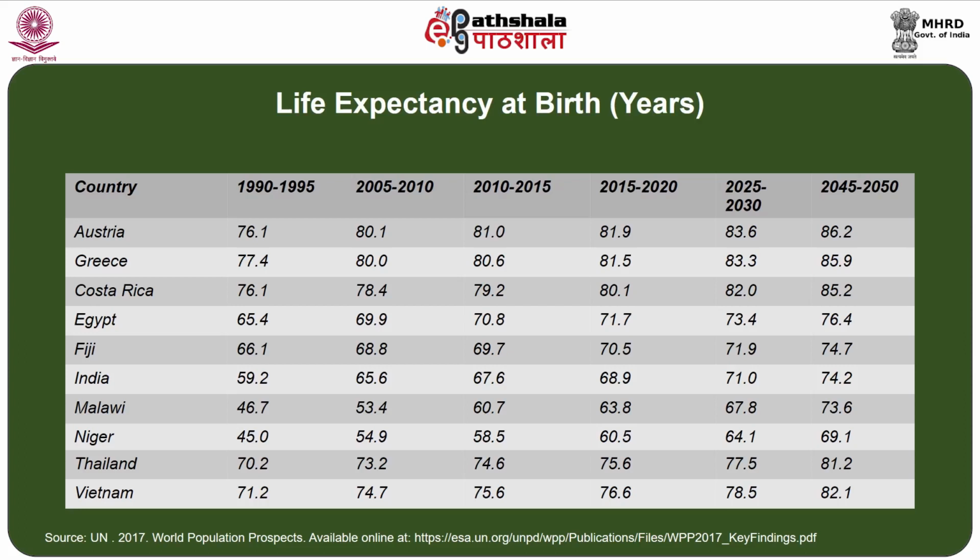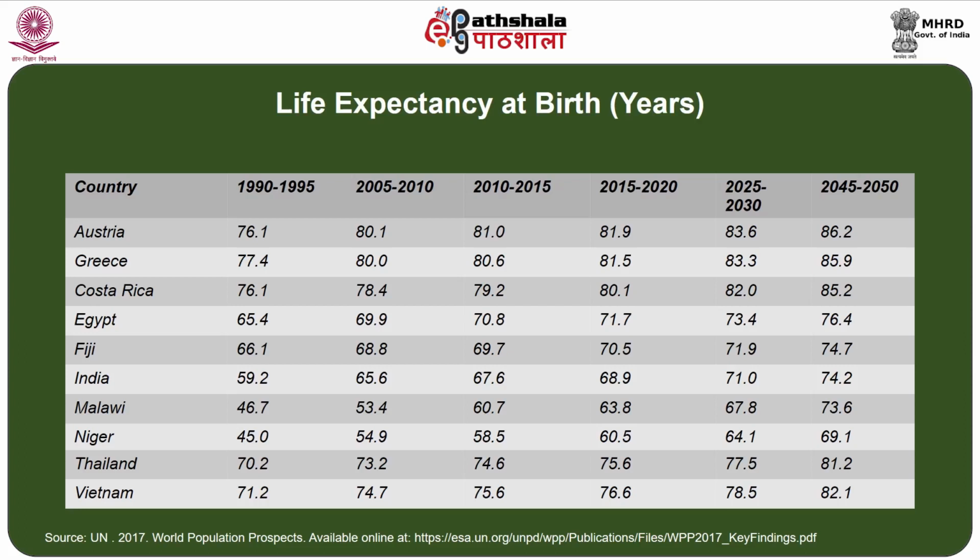Over time, looking at each country, we can see that Fiji had a life expectancy of 66.1 in 1990 to 95, which increased to 69.7 in 2010-2015, and further it is projected to increase to 71.9 in 2025 to 2030.